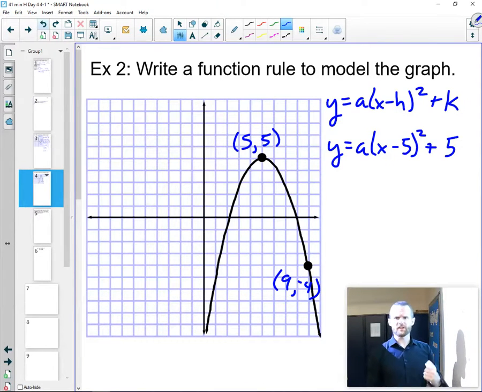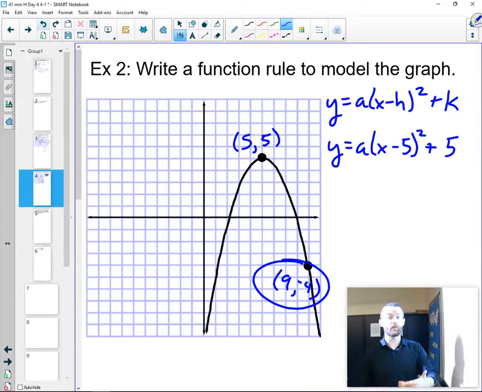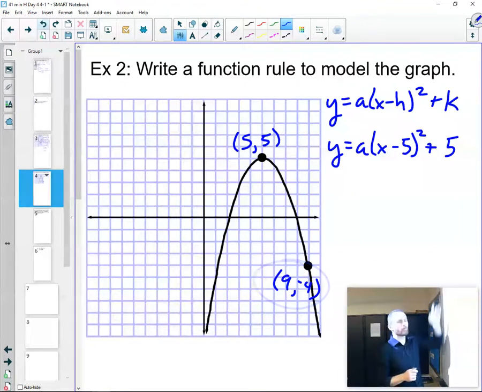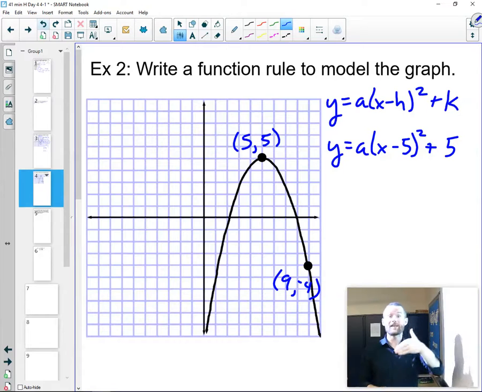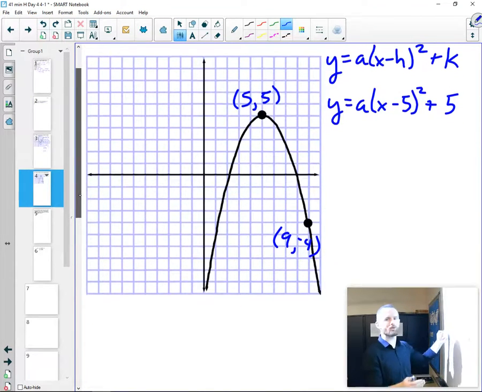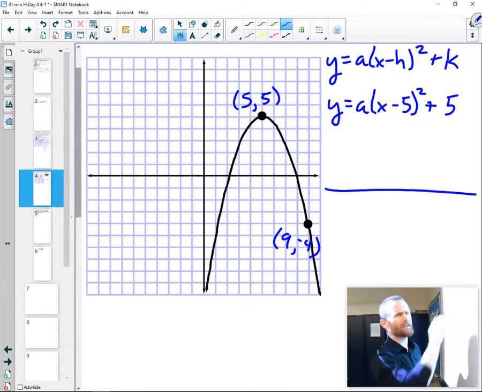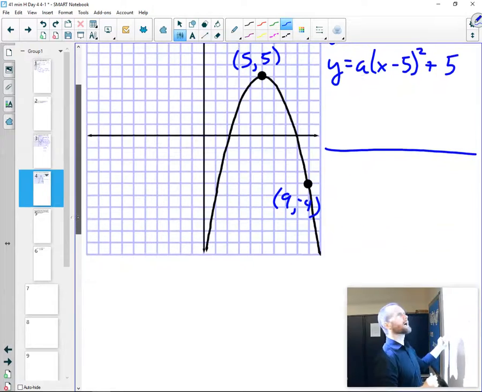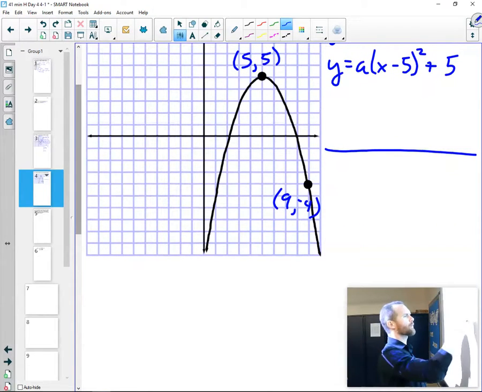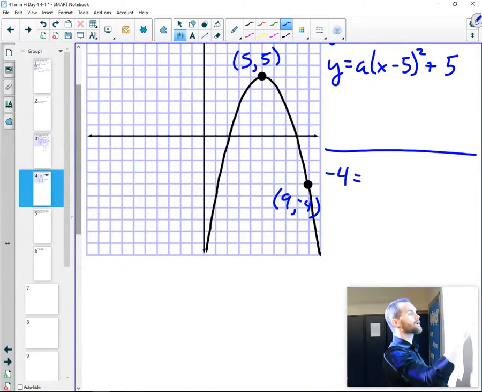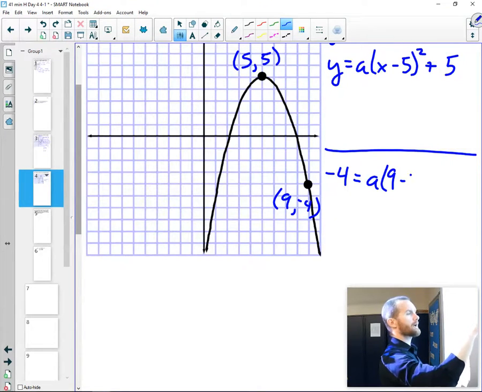So we're almost there. We just have to find our a value, and the way we do that is we use our other ordered pair. Remember, anytime you see an ordered pair or point, I want you to think, oh, that's an x and a y value we can plug into our equation. You won't always need to do that depending on the problem, but it's always an option. Again, I'm going to leave a space here for our final answer. Where were we? So we're plugging in y, so that becomes negative 4 equals, we still don't know a, times x is 9 minus 5 squared plus 5.